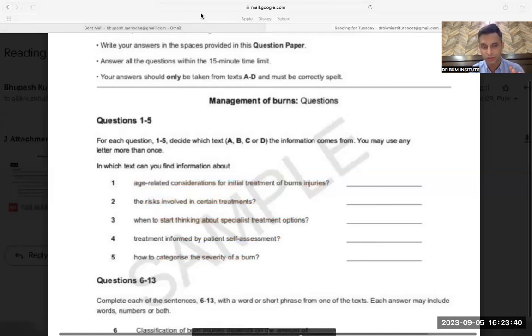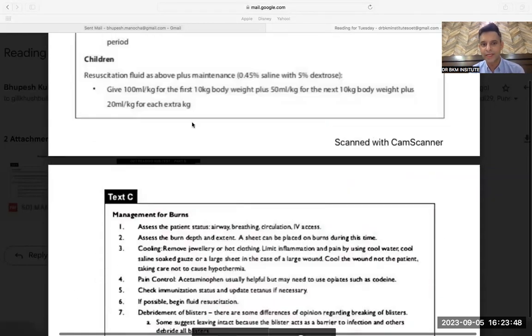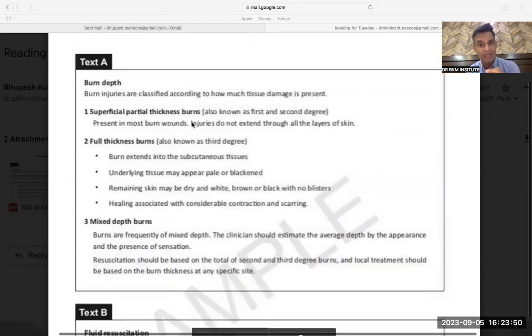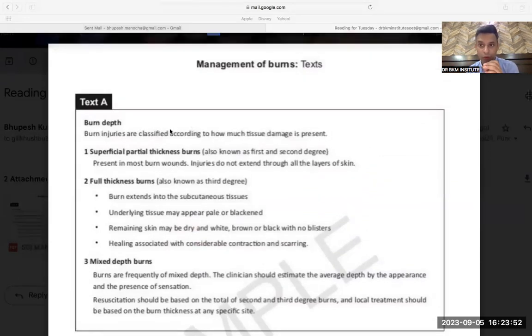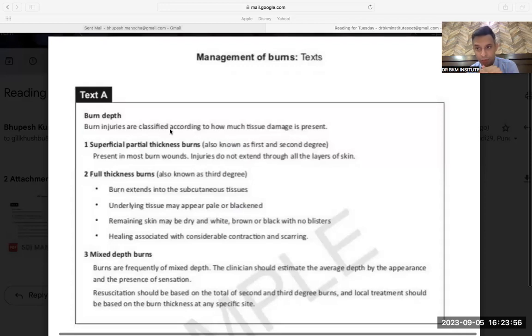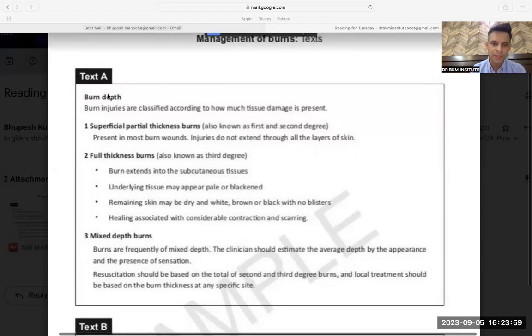There would be 7 questions in the exam like this. I just need to write A, B, C, D. So what I'm going to do is go to the above part. I just skim and scan from the outer area. I will not go in depth. I will just look at burn depth.